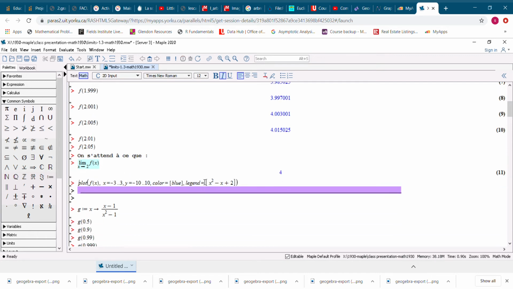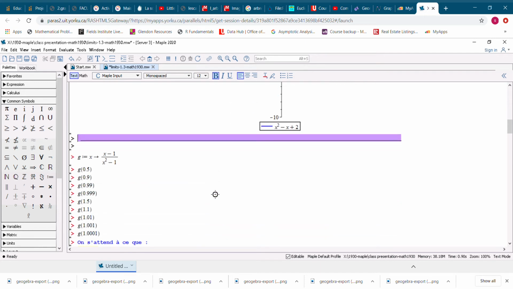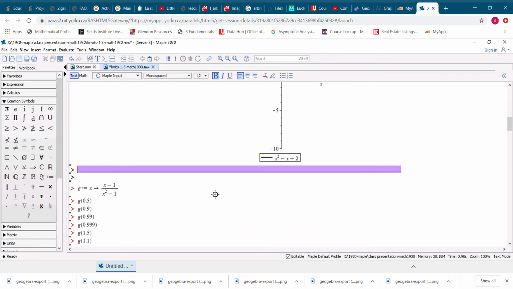Let's see what the graph of the function looks like. Here is x equal to my function. As x is approaching 2 from both sides, from the left or right, the values f(x) are approaching the value 4. So yes, it's good. And the particularity of this function is that it is a polynomial. It's defined everywhere, so we can always compute these values manually.